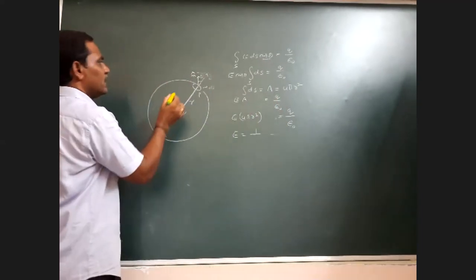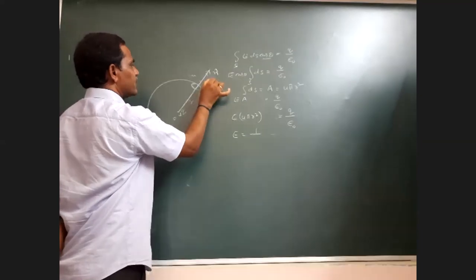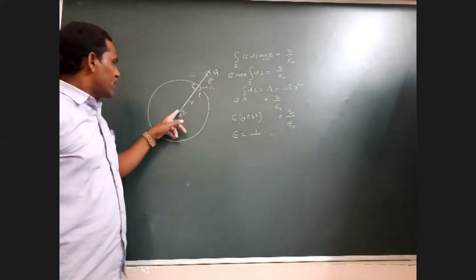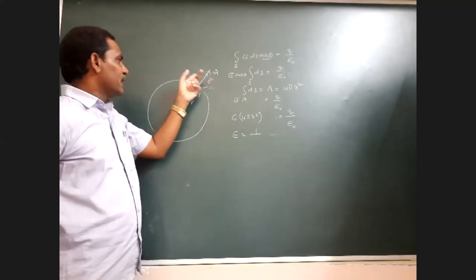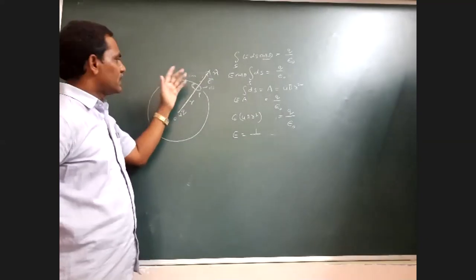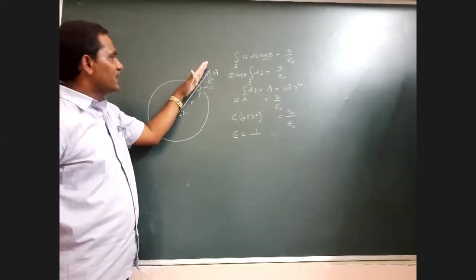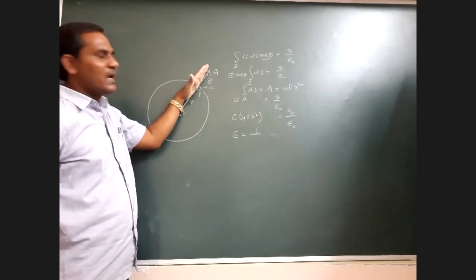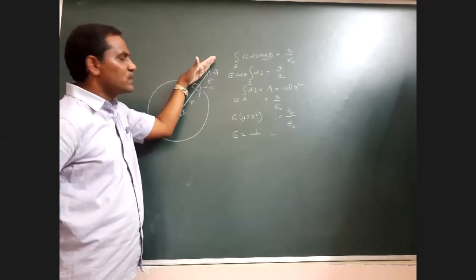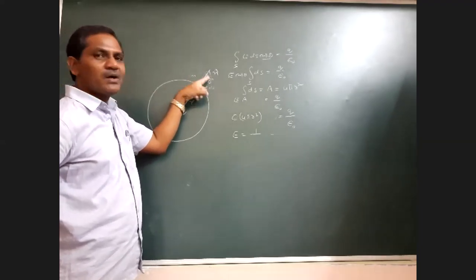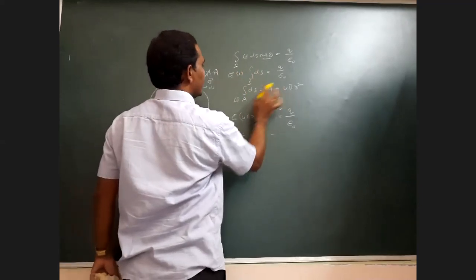Why? Because at this point the n cap direction and the E bar direction are the same. Due to the point charge, the direction of field strength is radial. For a symmetrical spherical surface, the flux is always normal to the surface, and the lines of force are always perpendicular to the surface. So the area element ds bar is parallel to E bar, and the angle between n cap and E bar is 0. So cos 0 is 1, the integral of ds is equal to A, and EA equals Q by epsilon naught.